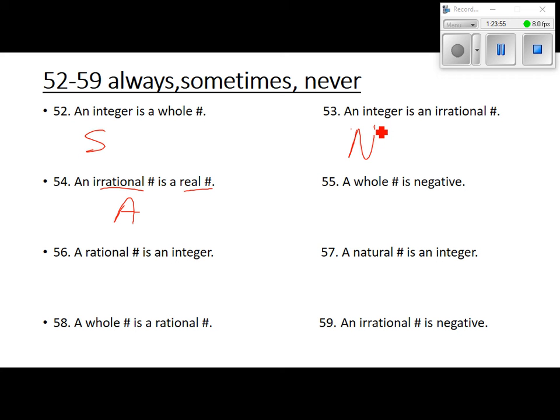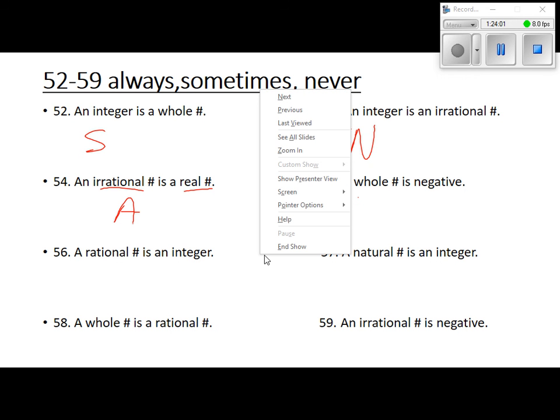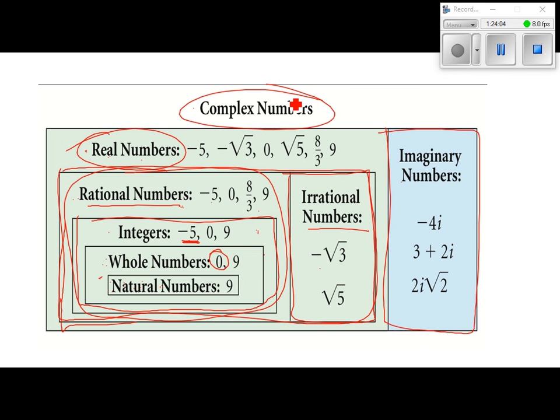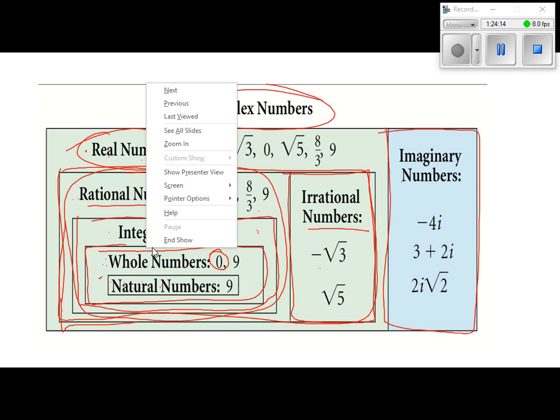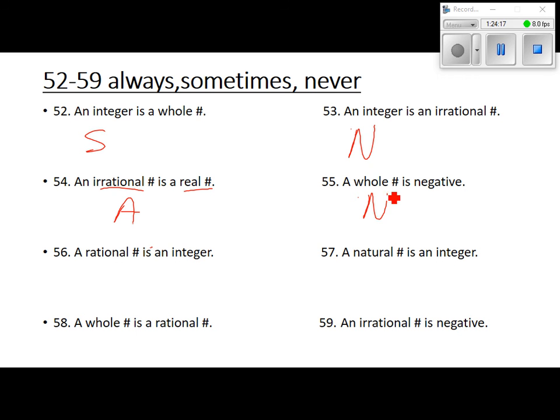Next one, let's do 55 since I went in the wrong order. A whole number is negative. Go back to this. If we have a whole number that's in here, are there any negative numbers in there? No. Whole numbers can never be negative. You've got to get out to integers before you start dealing with the negatives. So this is never. Next one, a rational number is an integer. Can a rational number be an integer? Well, integers fall inside the rational numbers, so that's sometimes. Sometimes it'll be an integer, sometimes it won't.